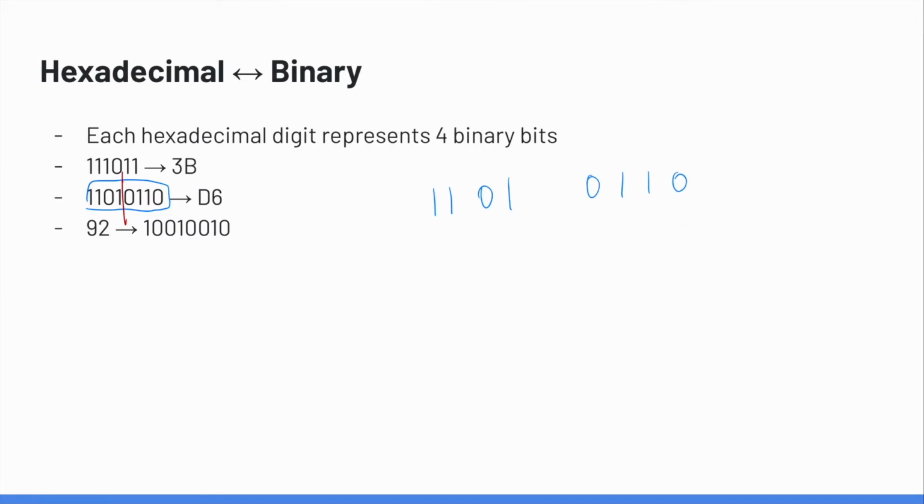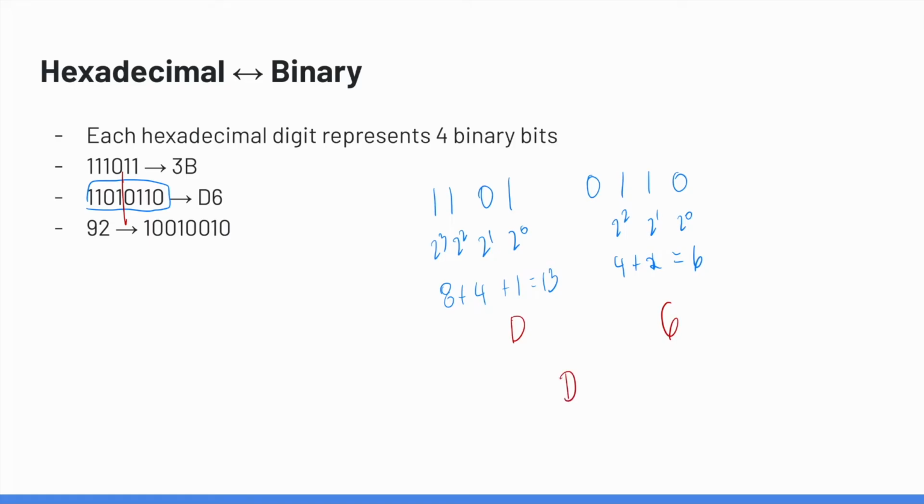So 2 to the power of 0, 2 to the power of 1, 2 to the power of 2, this is going to be 4 plus 2, which equals 6. And that can just be represented by 6 in hexadecimal. And this is just going to be, let's see, 2 to the power of 0, 2 to the power of 1, 2 to the power of 2, 2 to the power of 3. This is going to be 8 plus 4 plus 1, which is 13. And that's represented by D in hexadecimal. So our answer is going to be D6.